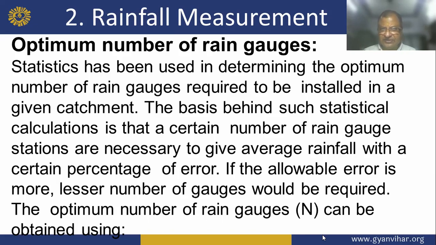Now statistics has been used in determining the optimum number of rain gauges required to be installed in a given catchment, and the basis behind such statistical calculation is that a certain number of rain gauge stations are necessary to give average rainfall with a certain percentage of error. The smaller the allowable error, the larger the number of gauges that would be required. The optimum number of rain gauges can be obtained using a formula.